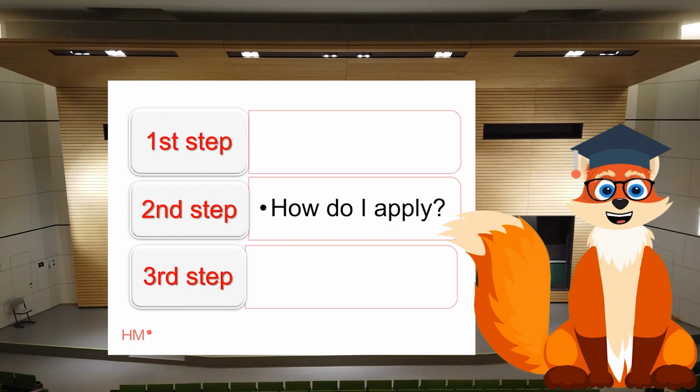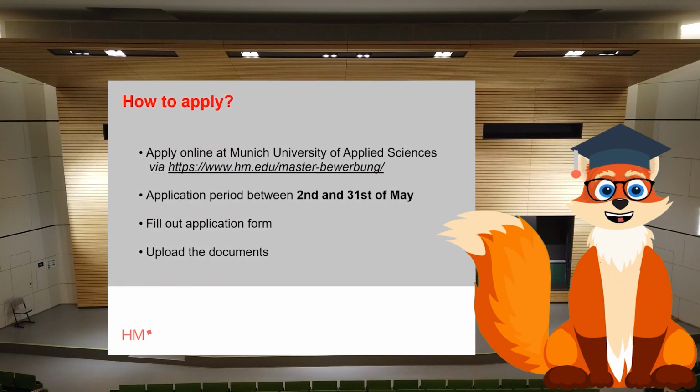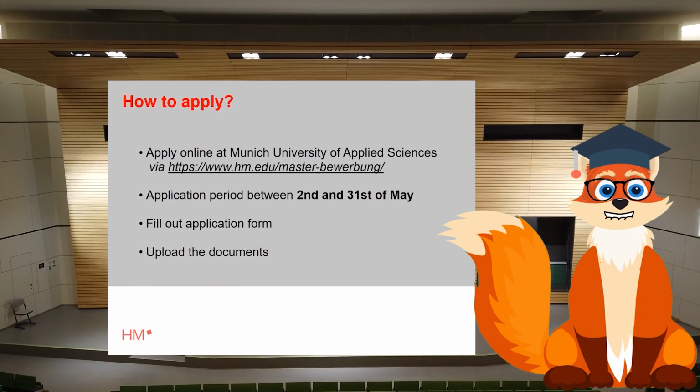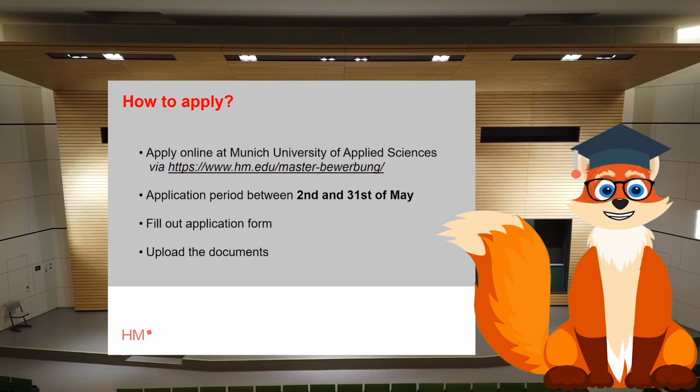Where and when can I apply? The application takes place via the application portal of our university. The application period is between the 2nd and 31st of May. For a successful application, you need to fill out the application form in the portal and upload all requested documents. You can find a list of these documents on our website.